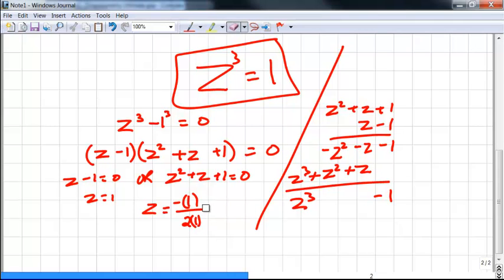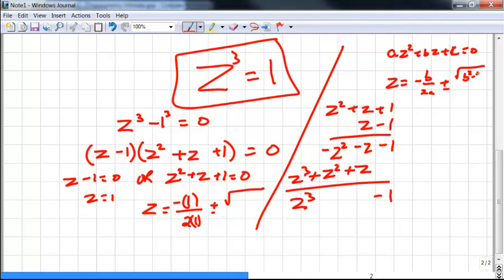I like to write it like this, in two fractions, plus or minus the square root of b squared. Remember, you have a z squared plus bz plus c equals 0. Z equals minus b over 2a plus or minus square root b squared minus 4ac over 2a. And if the b squared minus 4ac is negative, this part will be something times i. So it's already split into real and imaginary parts.